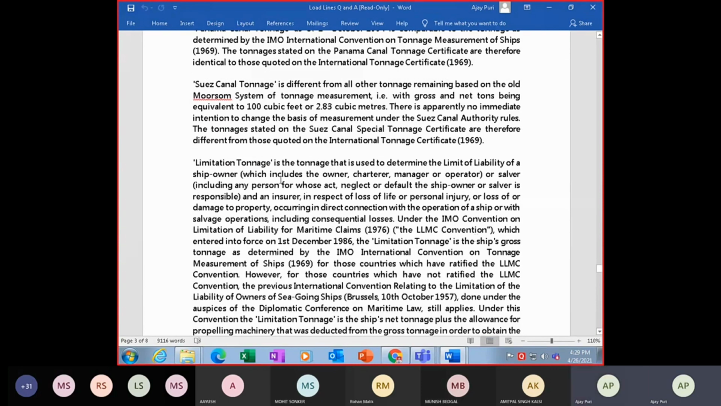Then you have a limitation tonnage. That tonnage is used to determine your limit of liability on the ship owner. That is your owner, charterer, manager, or operator or salvor. Where you have an act or neglect or default of the ship owner or salvor, the insurer, in respect of loss of life or personal injury or loss of or damage to property, लॉस ऑफ डैमेज टू प्रॉपर्टी आपकी एलएलएमसी में आती है. अब एलएलएमसी इज लिमिटेड लायबिलिटी ऑफ मैरिटाइम क्लेम्स.